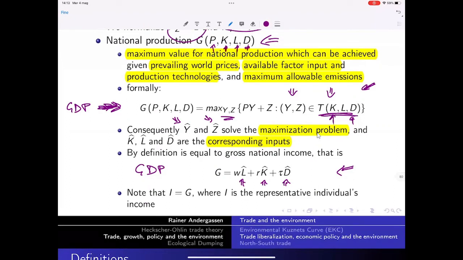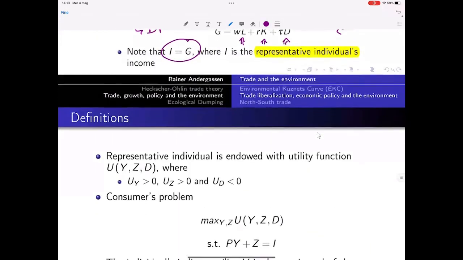And therefore, if I consider a representative consumer, I have I equals G. This is income generated at the aggregate level, and then this gets distributed to the single consumer. Here I have just one representative consumer. Therefore, this income generated goes to the consumer, because the consumer is the owner of labor and capital, and is also the recipient of tax revenues. Is the setup clear? It was just definitions.